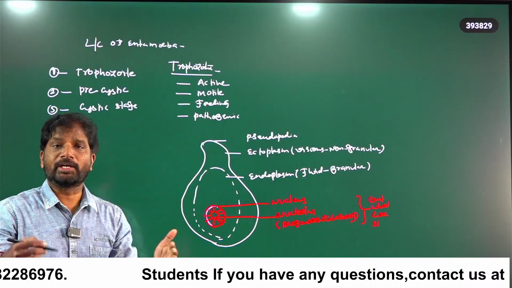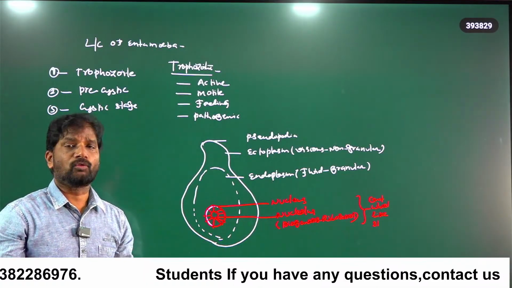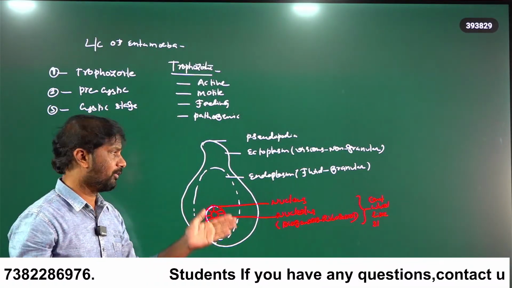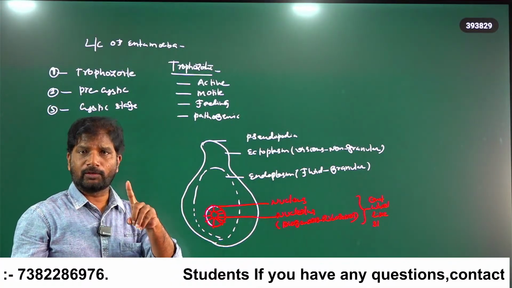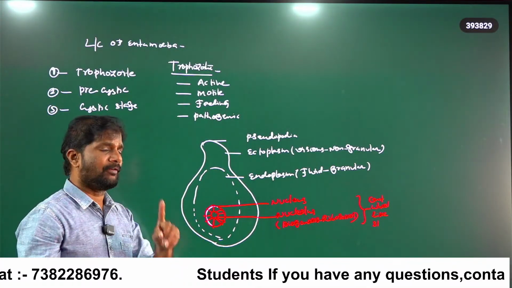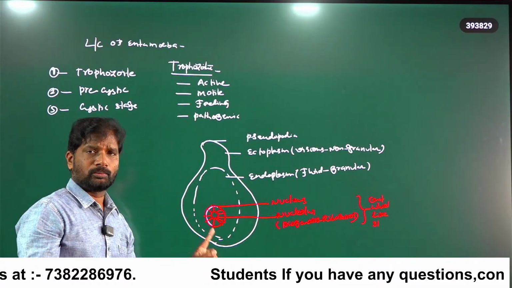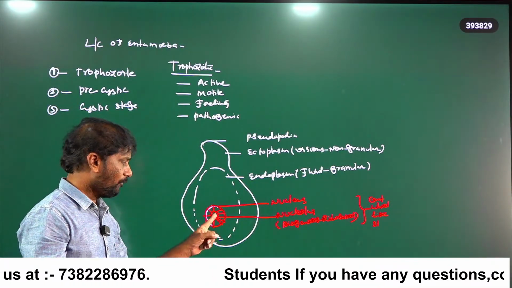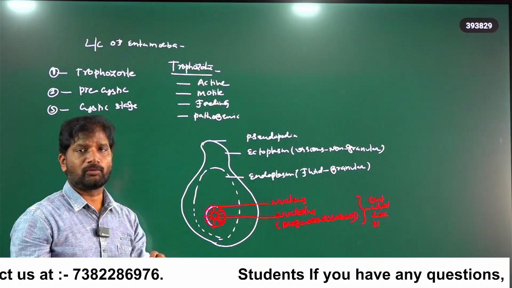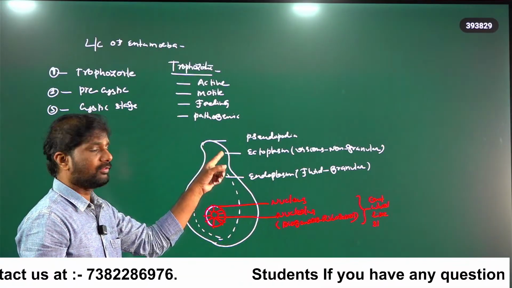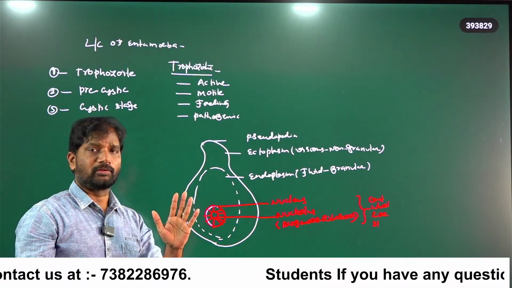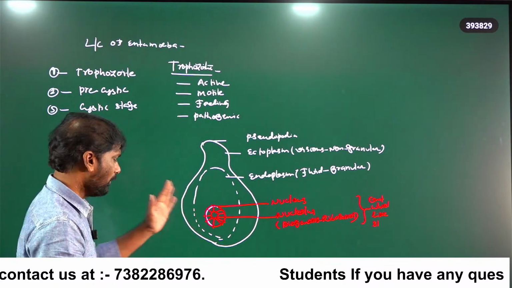So how can you identify this trophozoite? What are the key features of identification of this trophozoite? The key or characteristic features of identification of the trophozoite stage of Entamoeba are, one, the cartwheel-like nucleus, and second, the single pseudopodia. So these are the identification features of the trophozoite.